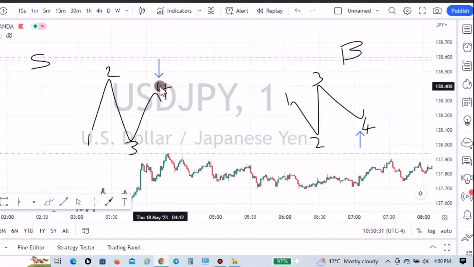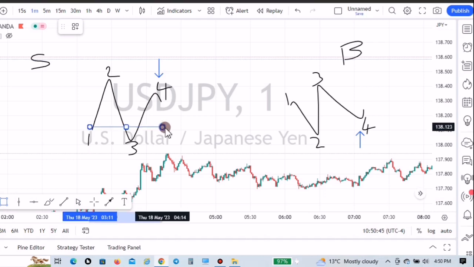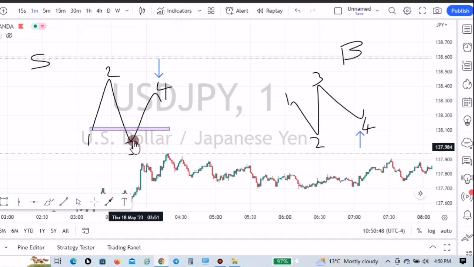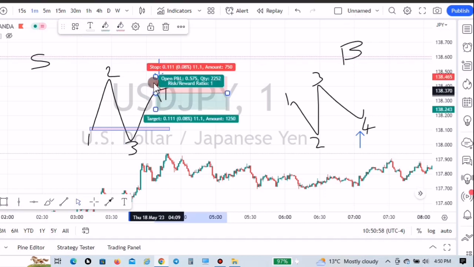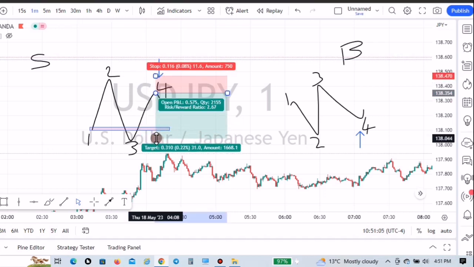For you to sell at number 4, number 3 should have closed below number 1. So right here, for you to confirm the sell, you have to make sure that number 3 has closed below number 1. And if number 3 has closed below number 1, you enter the sell trade like this. Once you have placed the trade, you put your stop loss at number 2 and you put your take profit at number 3.